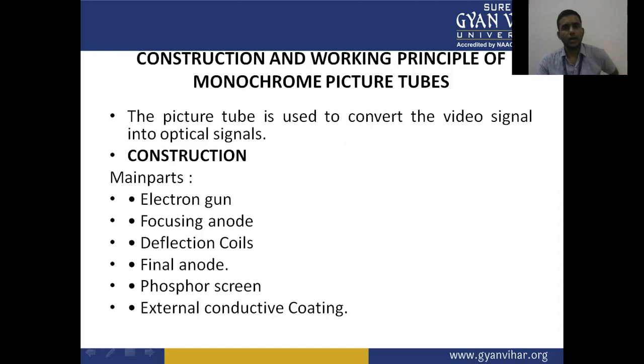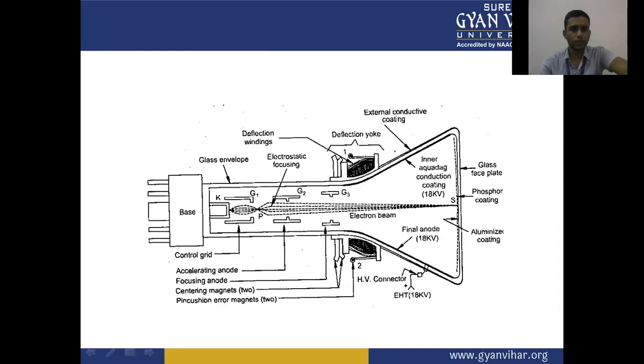In the next section, we have the construction and working principle of the monochrome picture tube. The picture tube is used to convert the video signal into optical signals. The main parts of the picture tube are: electron gun, focusing anode, deflection coils, final anode, phosphor screen, and external conductive coating. These are the main parts of our monochrome picture tube. In the next section, we will discuss them one by one. So first, we will discuss.